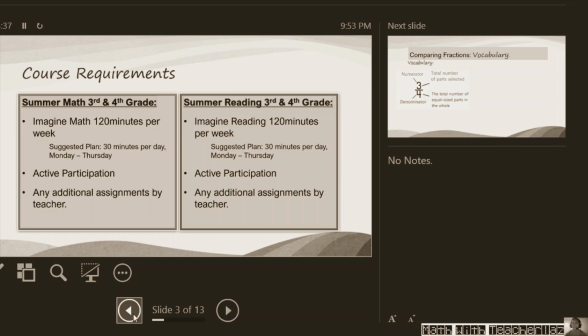Okay. For summer reading classes, a little bit simplified. You're gonna do your 30 minutes of Imagine Literacy every day from Monday through Thursday. That's the suggested plan. Or 120 minutes is really what you need. It's really what's recommended. So if you do your 120 minutes per week, then that'll help you get a really good grade. Plus, you have to be actively participating in class, and you must turn in any additional assignments, okay? There's not many additional assignments in reading, just because I really want you to focus on that Imagine reading. So make sure you get that done. 30 minutes of Imagine reading, 30 minutes of Imagine math, 4 times a week, okay?